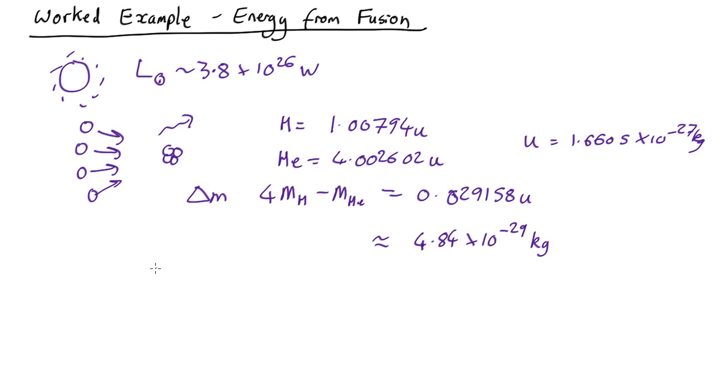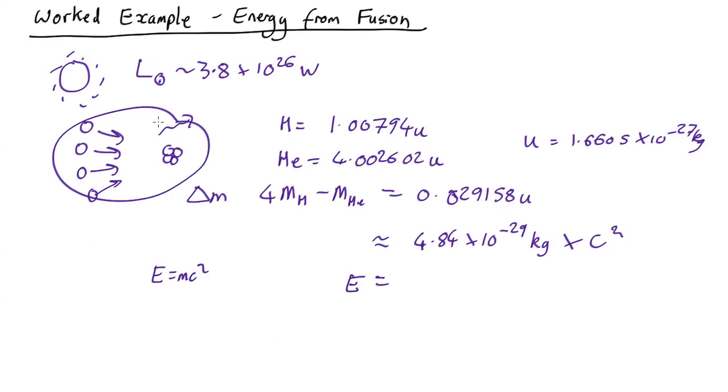How much energy do you get out? Use E equals mc squared. So multiply that by the speed of light squared. Speed of light is 3 by 10 to the 8 meters per second. So it gives us an energy released per one of these reactions of 4.4 by 10 to the minus 12 joules. So pretty small.